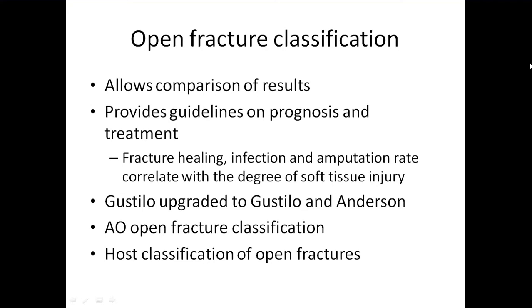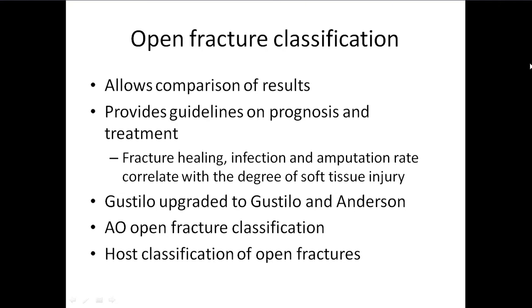So there is a classification for open fractures. What is that? This classification is very important because everyone must know it, even a basic orthopedic student must know. It allows the comparison of results. It provides guidelines on prognosis as well as treatment. It helps predict fracture healing, infection rate, and amputation rate, which correlate with the degree of soft tissue injury. Based on these things, the fracture is classified.